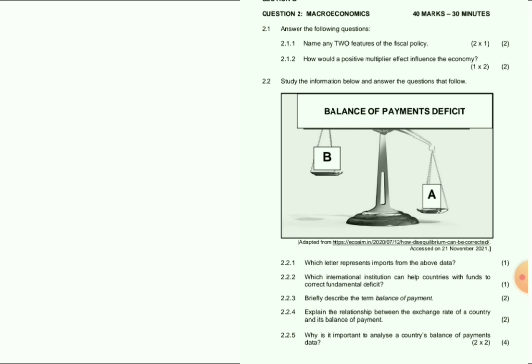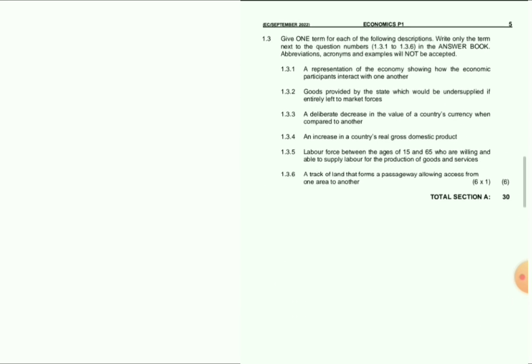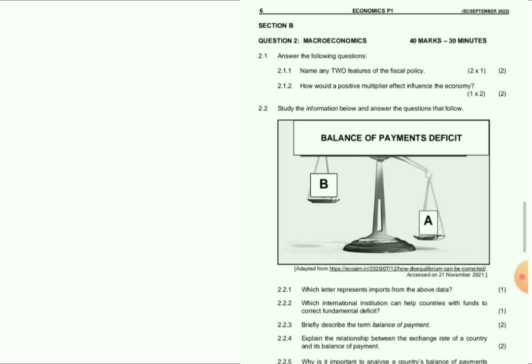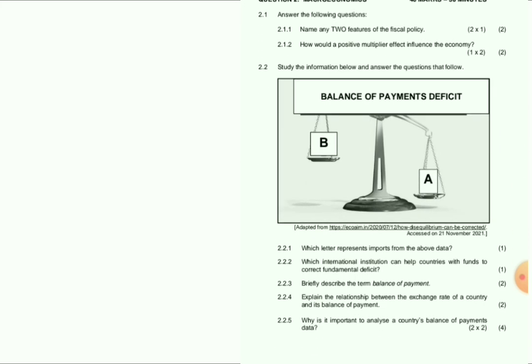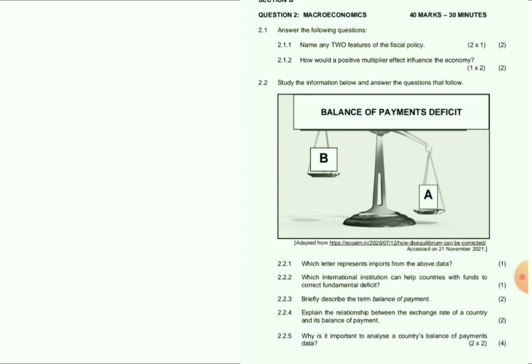How would the positive multiplier influence the economy? We have already explained the multiplier. If you don't know what the multiplier is, you can check the document, or go back to the video where I explained the multiplier. I think I've already made a video explaining the multiplier. So how will the positive multiplier influence the economy? How?